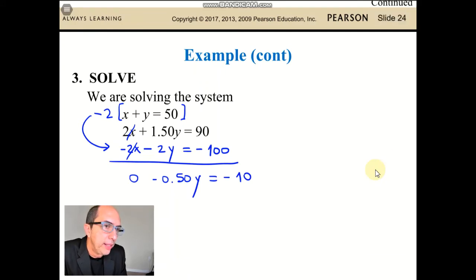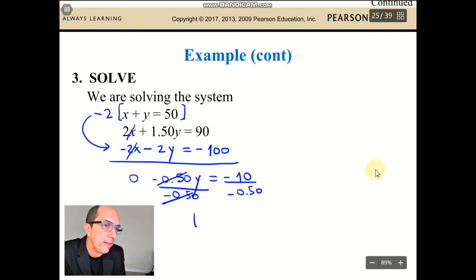Now can you see we have negative 0.5y equals negative 10. We can divide both sides by negative 0.5. Negative 0.5 divided by negative 0.5 is 1, so y equals negative 10 divided by negative 0.5. Negative with negative is positive, and 10 divided by 0.5 is 20.